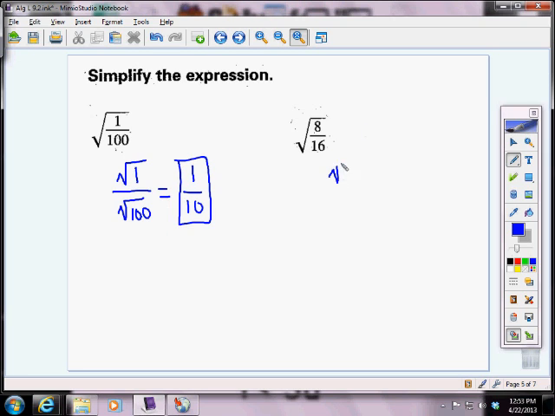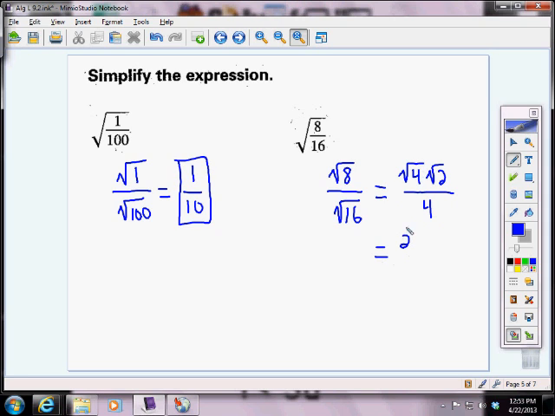Same thing here. We can break that down to the square root of 8 over the square root of 16. Does 8 have any perfect square factors? Yeah, 4. So we have the square root of 4 times the square root of 2. Again, 4 times 2 is 8. And what is the square root of 16? What number times itself equals 16? 4. So if we keep simplifying this, the square root of 4 is 2.